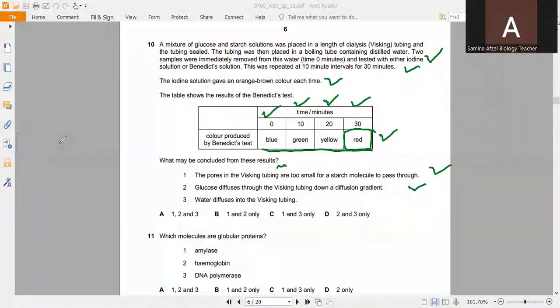Water diffuses into the Visking tubing. No, it does not happen. It is not diffused into the Visking tubing. So this is not the correct statement. So according to these two correct statements, the answer is B.